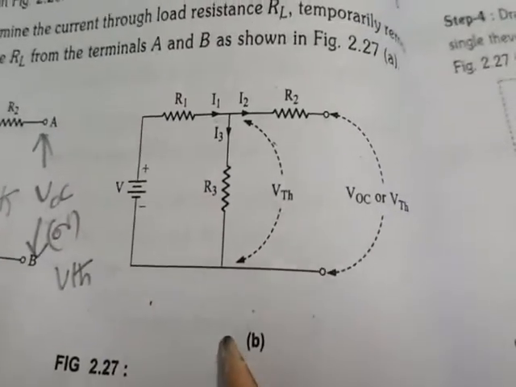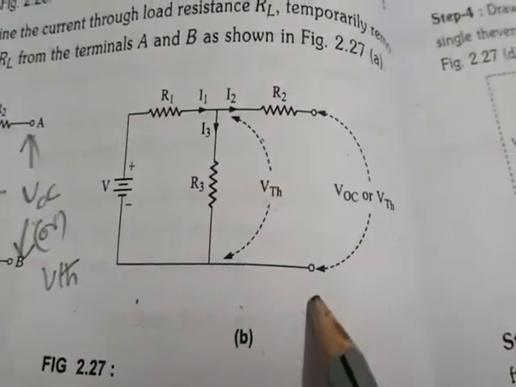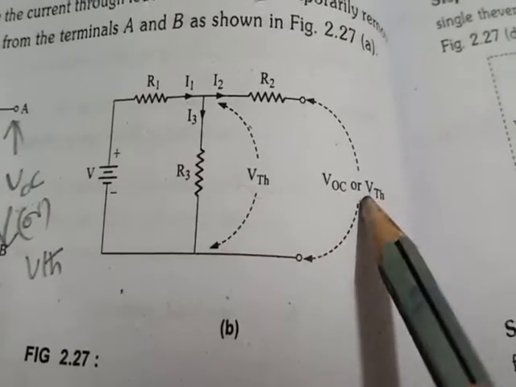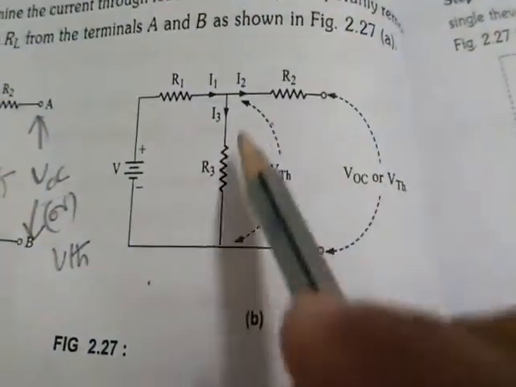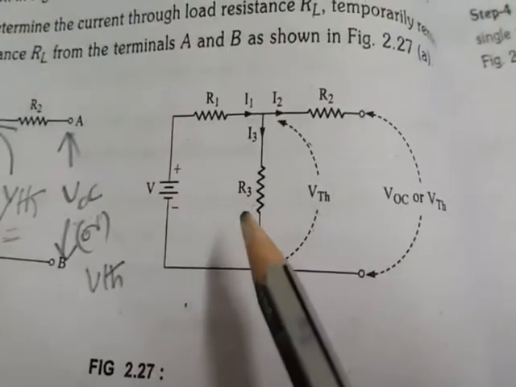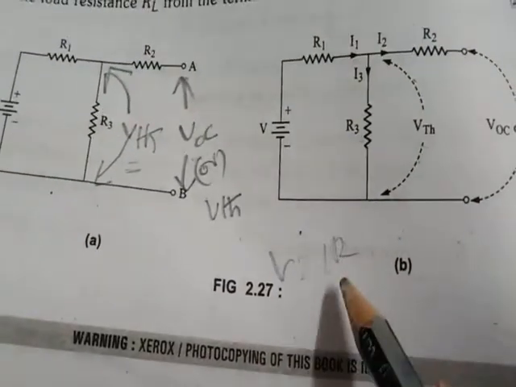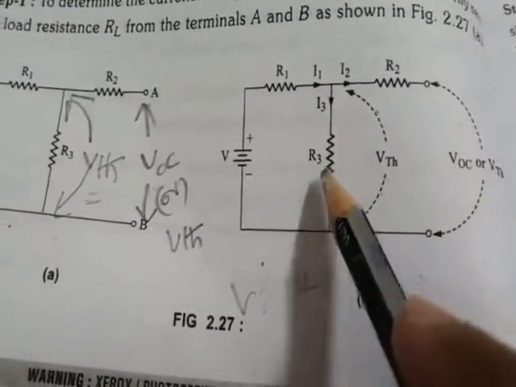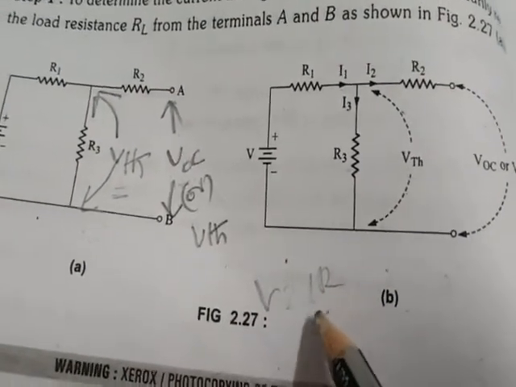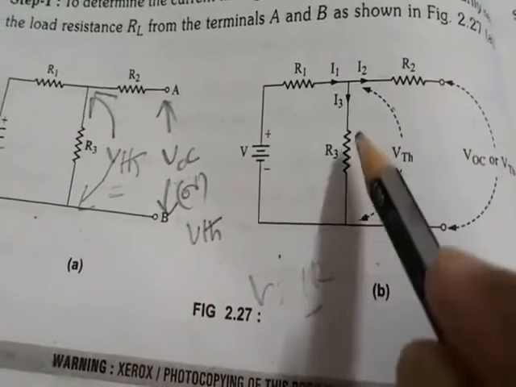Now in figure B you can see that this is a network consisting of R1, R2 and R3. A and B are open circuited, so the voltage across A and B is the open circuit voltage VOC or VTH. Simply find VTH across these two terminals, that is, across R3. Now you already know the voltage formula, V equals I into R. We already have the R value as R3. What is the other unknown value? Current I. If you first find the current, you can easily get V. This V is nothing but VTH equals I into R, where R is R3.